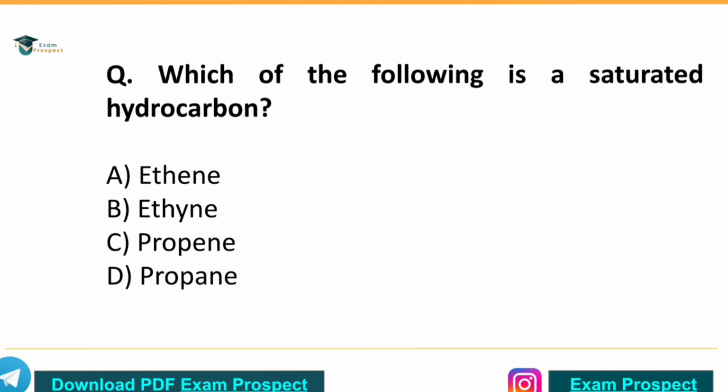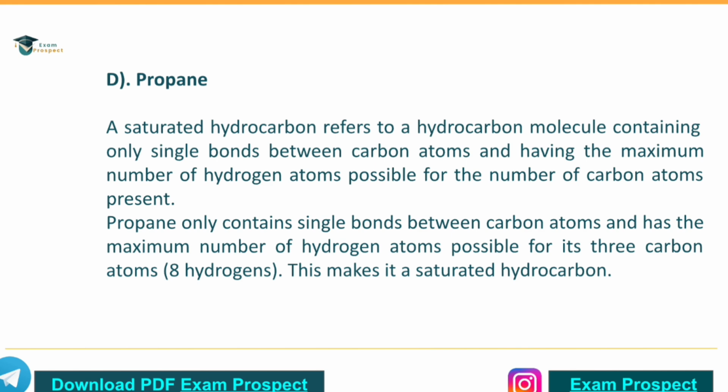Next question, which of the following is a saturated hydrocarbon? Correct answer is option D, propane. Here, a saturated hydrocarbon refers to a hydrocarbon molecule containing only single bonds between carbon atoms and having the maximum number of hydrogen atoms possible for the number of carbon atoms present. Propane only contains single bonds between carbon atoms and has the maximum number of hydrogen atoms possible for its 3 carbon atoms, and this makes it a saturated hydrocarbon.